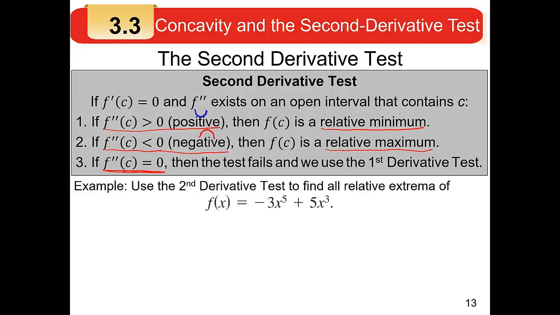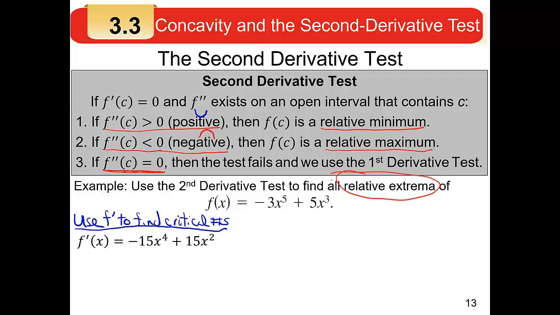Here's an example. If I ask you to use the second derivative test to find all relative extrema of this function, it's just a polynomial. It's always nice when you have a polynomial. You don't have any undefined function values or derivative values. So what you want to do is find the critical numbers. Remember, when we're talking about relative extrema, maxes and mins, we go to the first derivative.